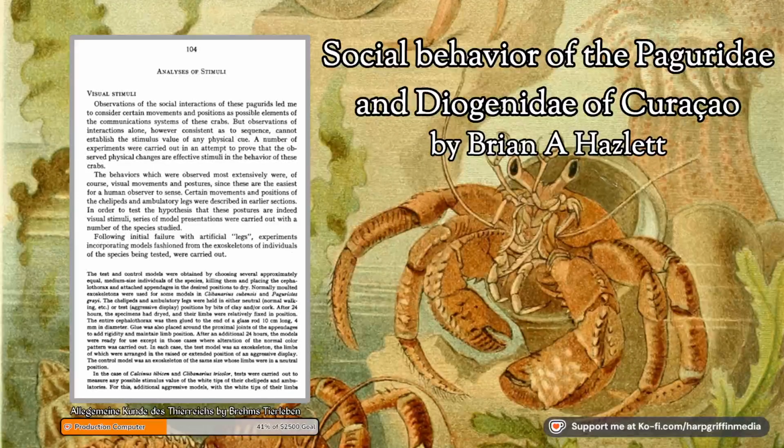The test and control models were obtained by choosing several approximately equal medium-sized individuals of the species, killing them, and placing the cephalothorax and attached appendages in the desired positions to dry. Normally molted exoskeletons were used for some models in Clibinarius cubanensis and Pagoristes grayi. The chelipeds and ambulatory legs were held in either neutral (normal walking, etc.) or test (aggressive display) positions by bits of clay and/or cork. After 24 hours, the specimens had dried and their limbs were relatively fixed in position.